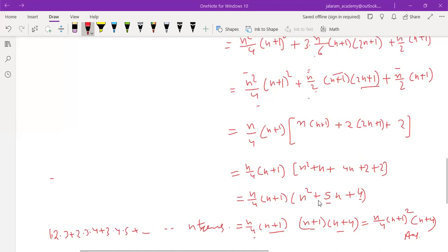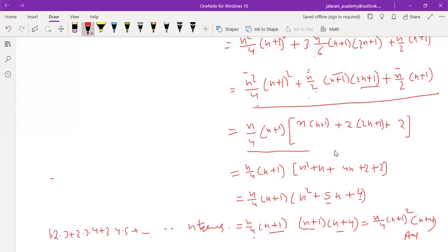Always remember, students mostly have doubt in this step when we take something common. It is clear that n is common in all the terms, n plus 1 is also common, but why is 4 common in the denominator? We should take common by taking the LCM of all the denominators, 4, 2 and 2. So LCM is 4, so we take it common.